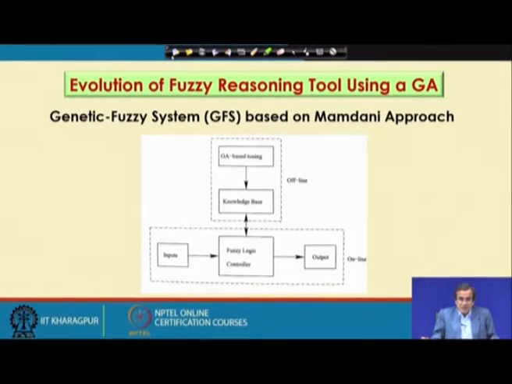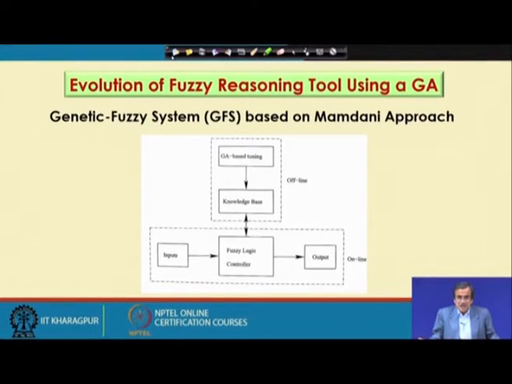In fact, I will have to give a little bit of introduction to the concept of fuzzy sets and fuzzy reasoning tool, then only I will be able to discuss this particular thing. So, to start with, let me concentrate a little bit on the concept of fuzzy sets.